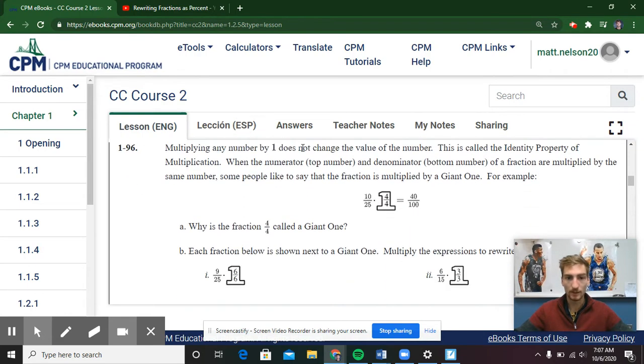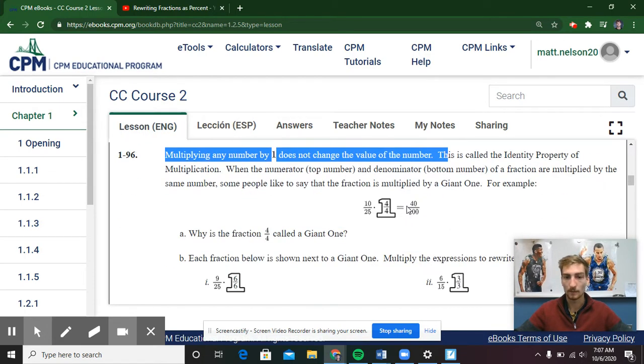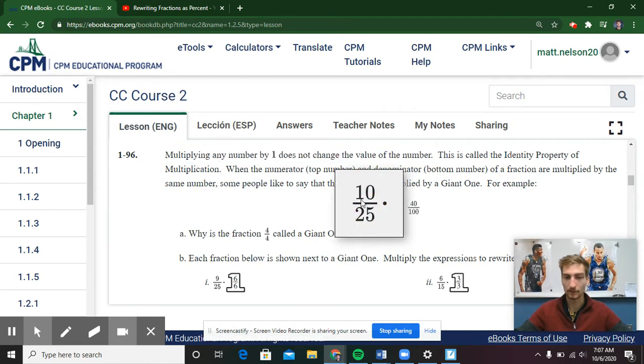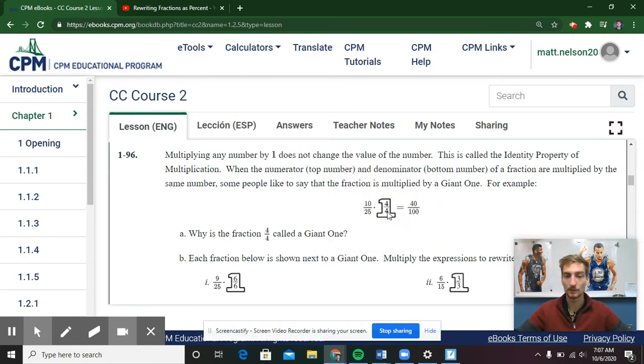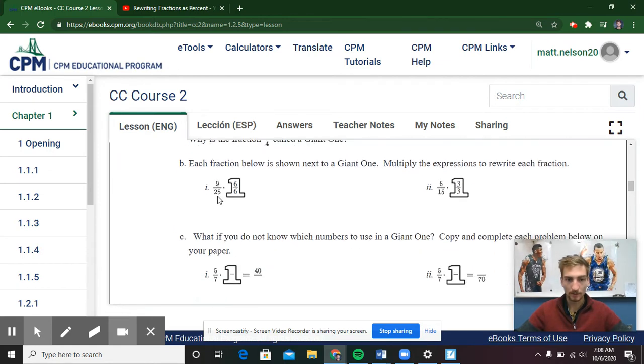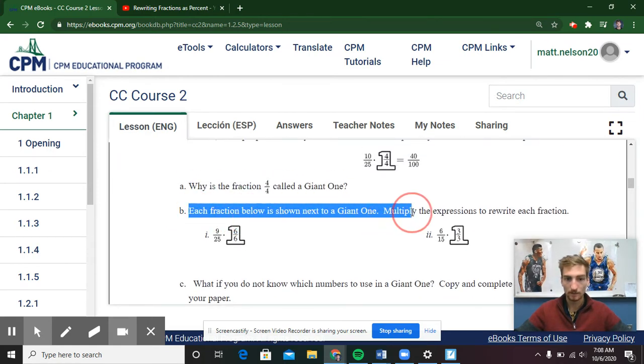And as we move down to 196, it shows the method for putting something over 100. In this case, we're multiplying by 4 over 4. Now notice this fraction here is just going to be equivalent to 1. So you're just taking a fraction, in this case 10 over 25, and multiplying it by a fraction that's equivalent to 1 that will get you to a fraction where the denominator is 100. All right? Same thing here we're going to do on B.